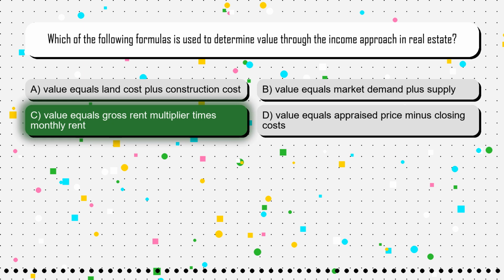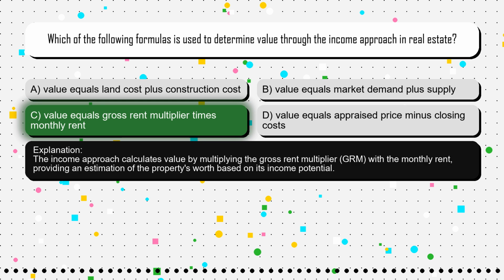The correct answer is option C, value equals gross rent multiplier times monthly rent. The income approach calculates value by multiplying the gross rent multiplier, GRM, with the monthly rent, providing an estimation of the property's worth based on its income potential.